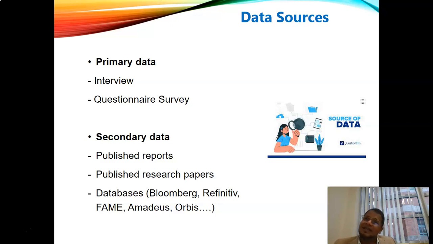Secondary data means the data or the documents that are already published, or the data that's already available in different sources. So we just collect the data and use those for our study. It can be published reports, it can be published research papers, or most importantly, secondary data is collected from the databases. So there are many databases, but it should be subscribed by the university, or it can be subscribed personally. It is very expensive, obviously, I should say. So we can collect data from Bloomberg or Refinitiv or Fame, Amadeus or Orbis.